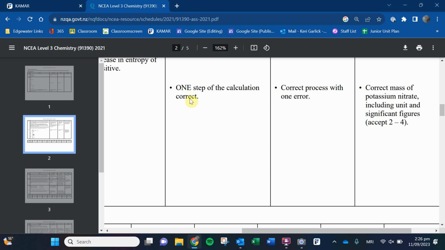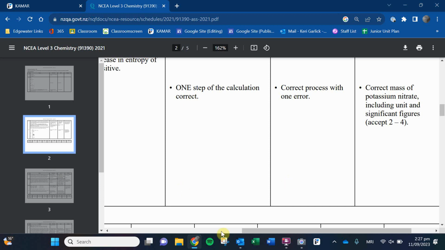And see, the achieved is one step of the calculation correct. So try to do the whole thing through with your best guess. I can give you an achieve point. So for example, if you knew you needed to convert from amount to mass, you showed me that equation and you plugged in some numbers, I could tell that you knew one of the steps of the process. Okay? Show your work. Take a guess.